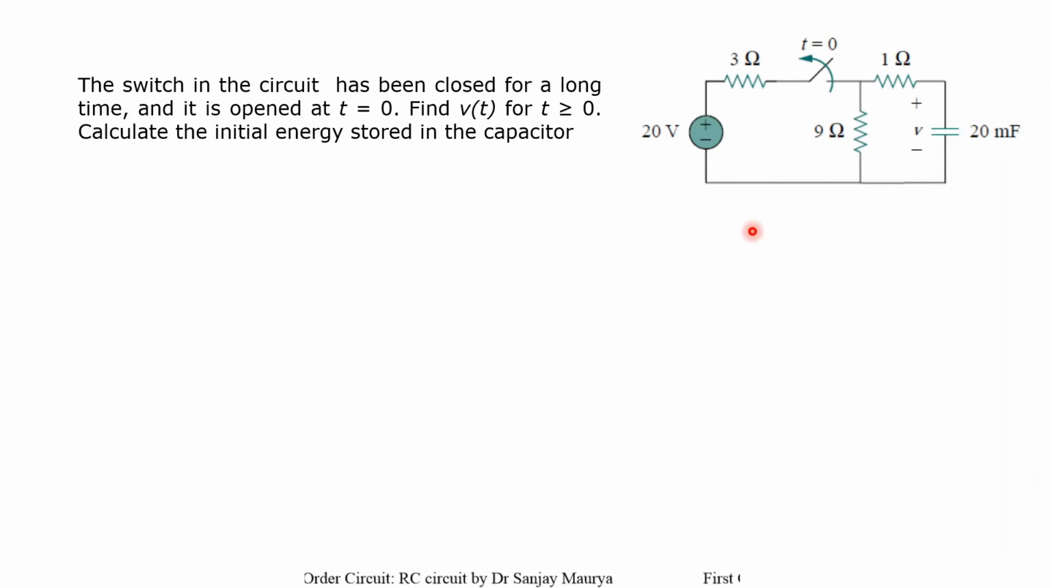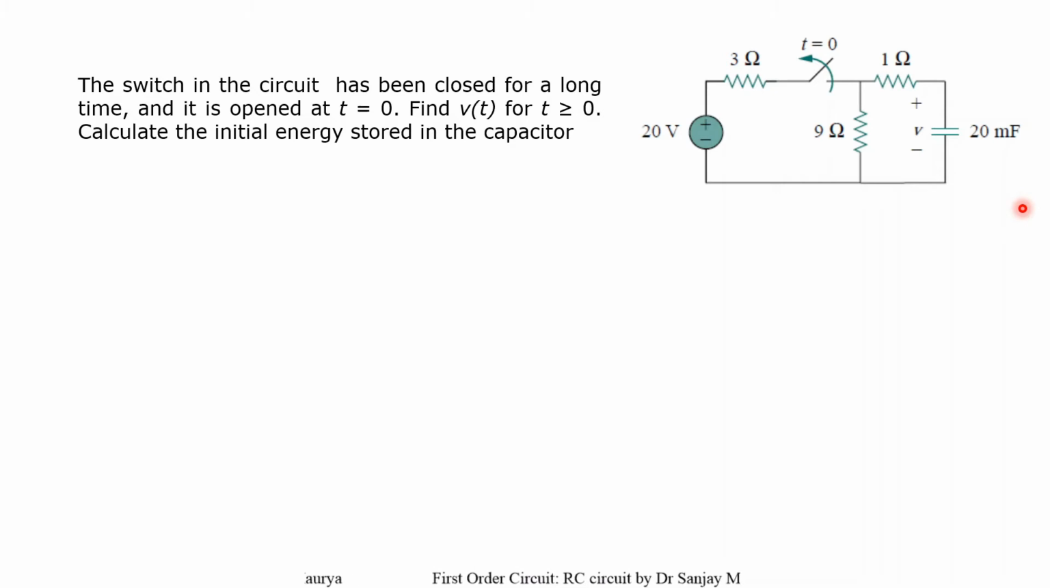In this example, this electrical circuit is having a switch which is opened at t is equal to 0, and we need to calculate the voltage across the capacitor, that is this V, when t is greater than or equal to 0, that is after opening the switch. And we need to also calculate the energy stored in the capacitor in the beginning. So to solve this electrical circuit, first of all we need to determine the initial condition.